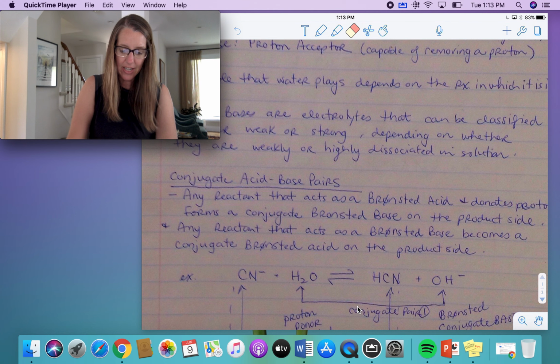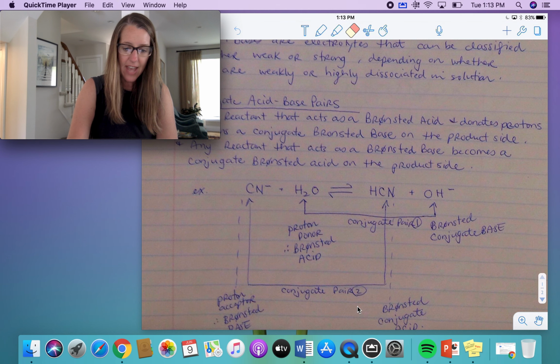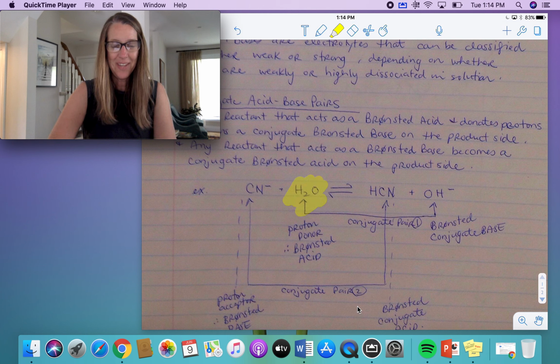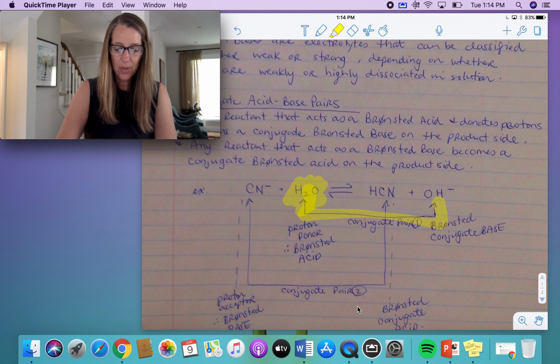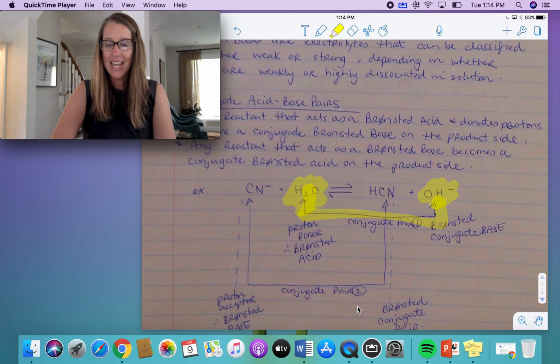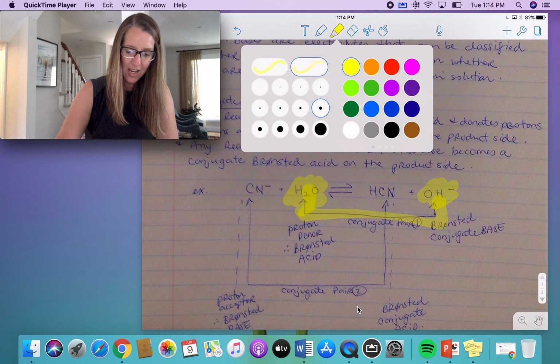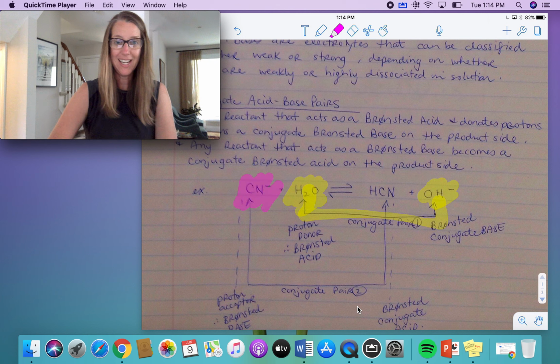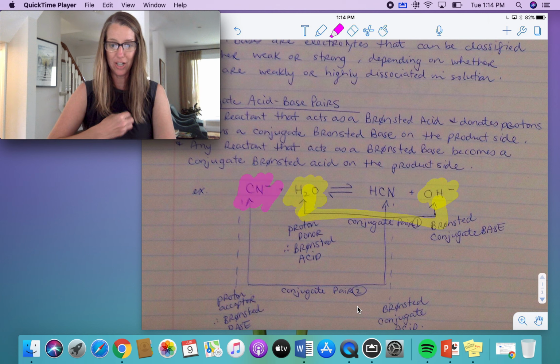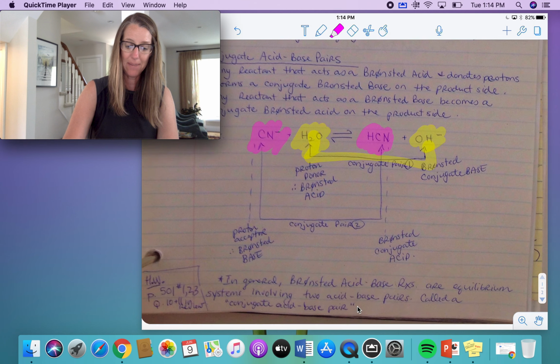So you can see right here that I've labeled them as their conjugate pairs. Here's my Bronsted acid, proton donor. What does it turn into? On the product side of our equilibrium, it's a conjugate base. Then you can see I've got my Bronsted base, because it's going to act like a proton acceptor. What does it turn into? It turns into its conjugate acid. See how the base turns into a conjugate acid, the acid turns into a conjugate base? That's basically the definition of an acid-base conjugate pair.